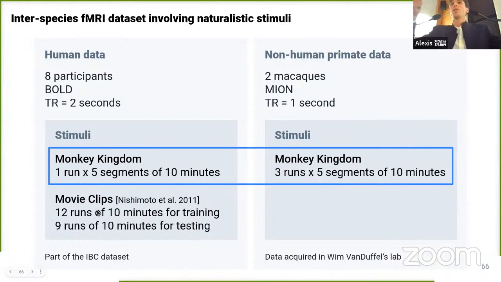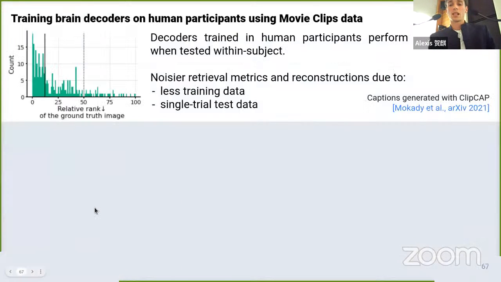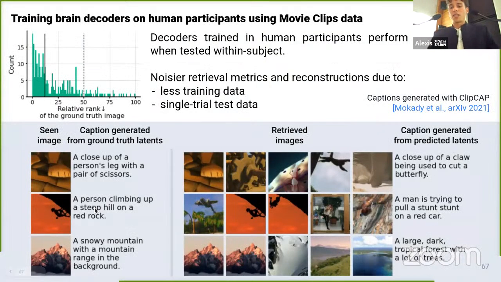We've seen that the amount of data used to train the decoders is a crucial point. So we try to leverage this to train the best decoders in humans. So first, we can see that training and testing a decoder in human participants in this setup works. We get much better than chance decoding performance in human participants, even though we have less training data and we are in a single test data setup.